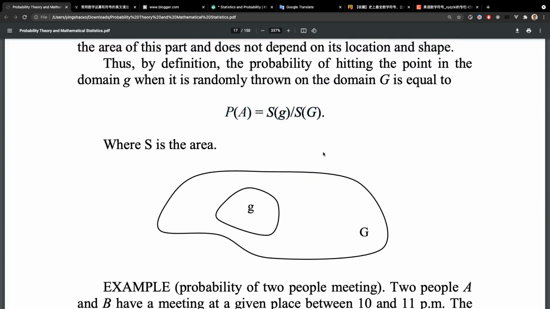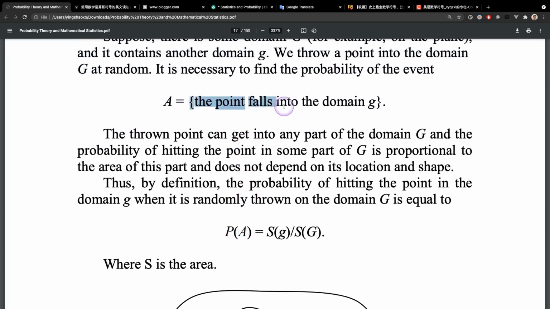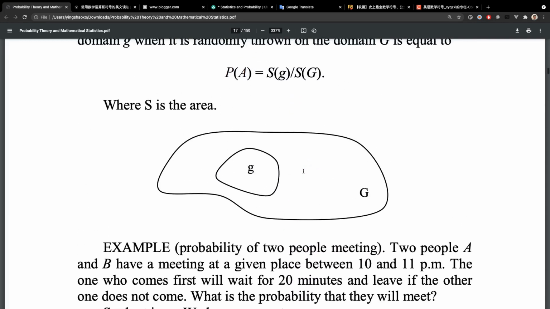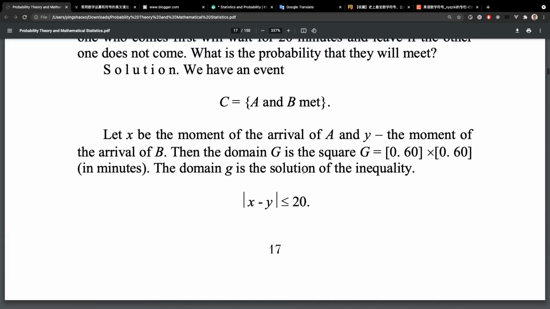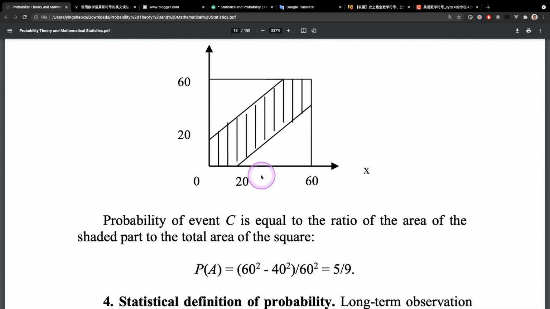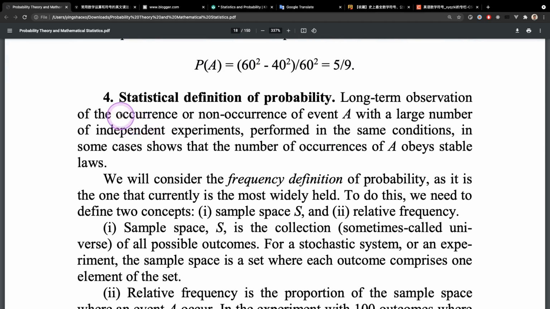Something like this. And for this event A, a point falls into the domain of lowercase g, which is this one. I guess you already know that from very long ago in school. This is not so hard to understand, right? I guess you probably learned it in primary school. I don't know.